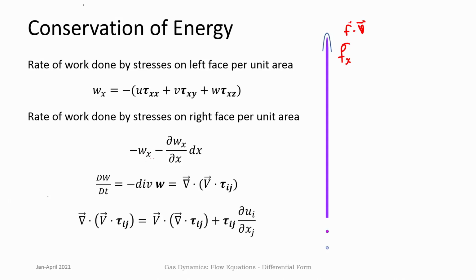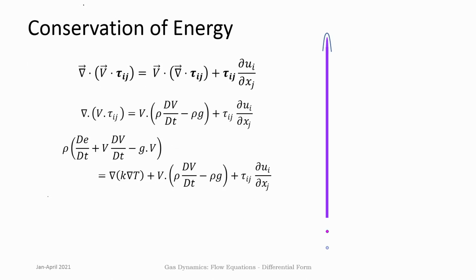Consider the other face. The net work done, dW by dt, is equal to the divergence of v dot the stress tensor tau ij. Now, this can be expanded by vector identities, and you can get two terms, one being v dot del dot tau ij, the other one tau ij dou u by dou xj. Now, this first term can be extracted from the momentum equation, rho dv by dt minus rho g, while the other term still remains.